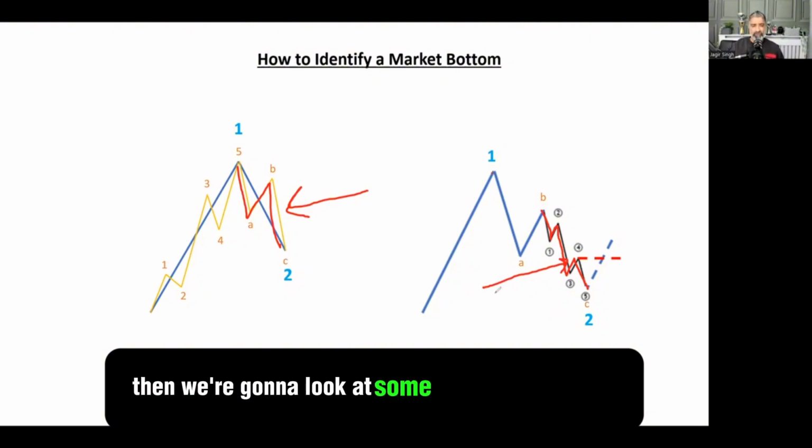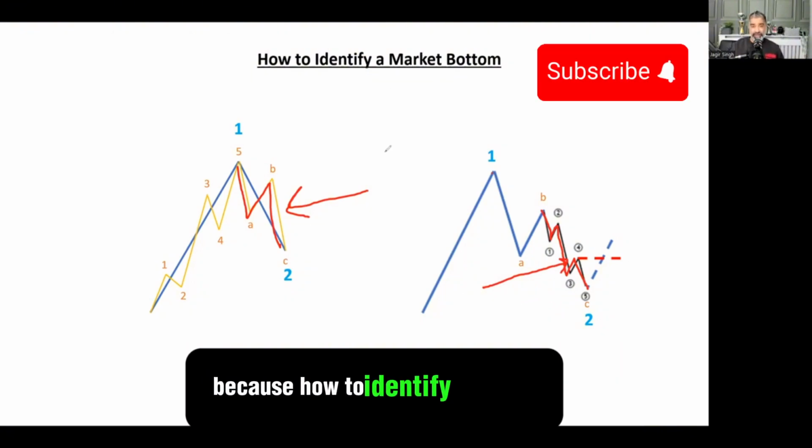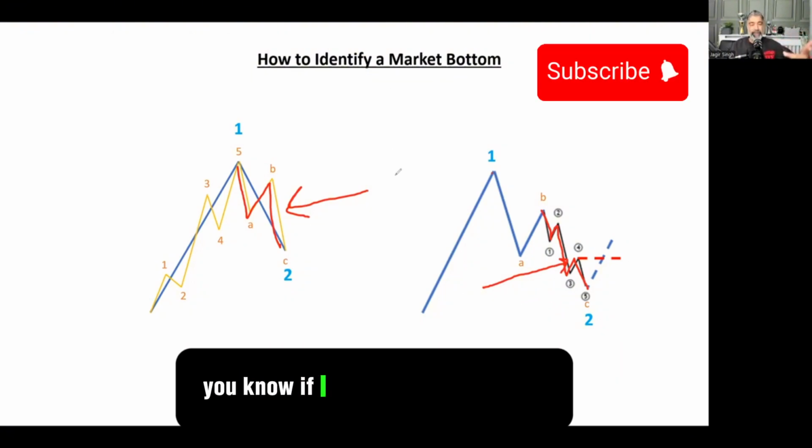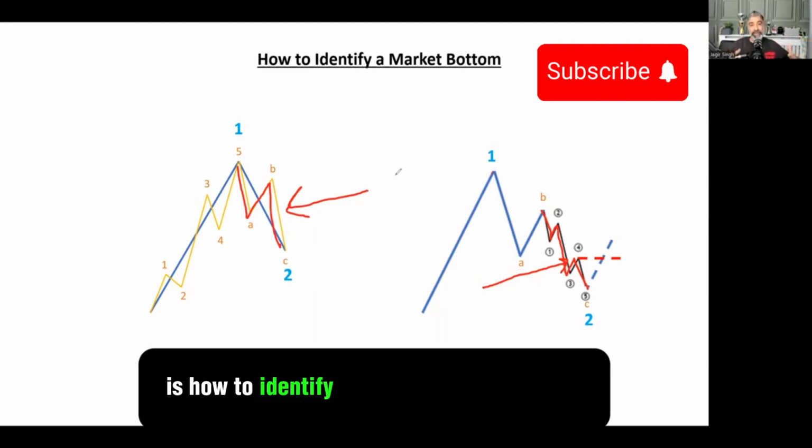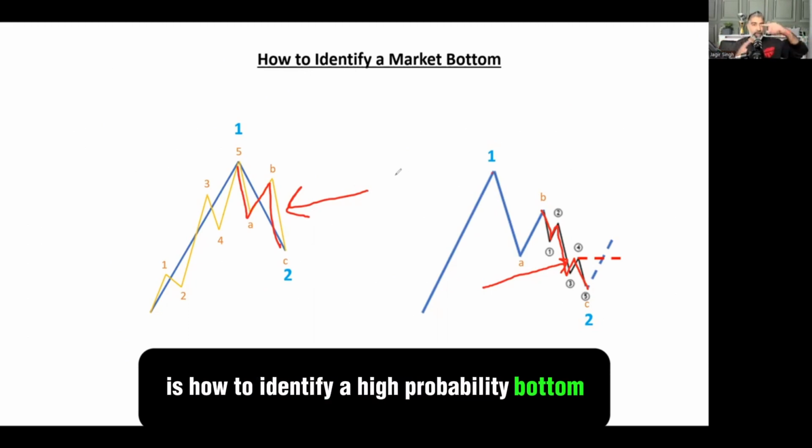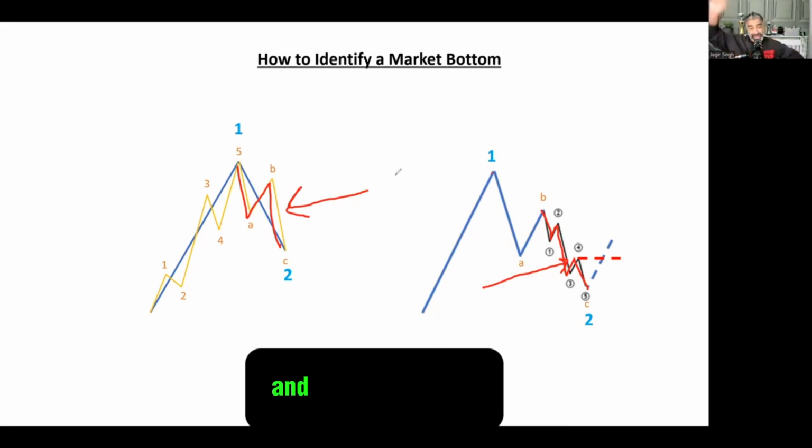Then we're going to look at some retracement levels, because of how to identify a bottom. If I elaborate on that title, it's how to identify a high probability bottom, which is going to do a trend reversal and then a new trend.